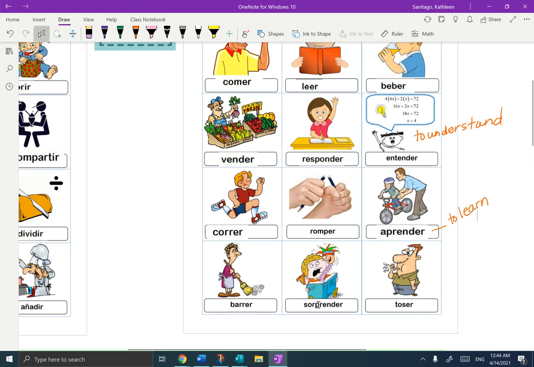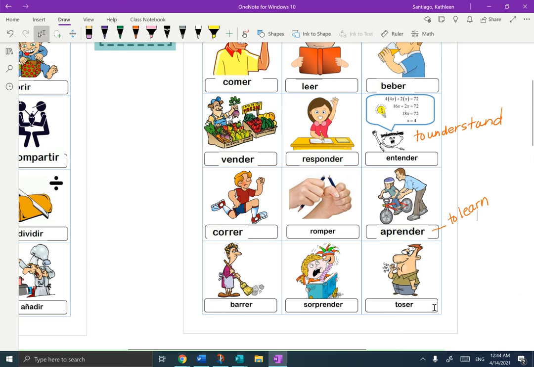Barrer, sorprender, and toser. Barrer, to sweep. Sorprender, to surprise. Toser, to cough. Okay, let's review the ER verbs from the bottom to the top.